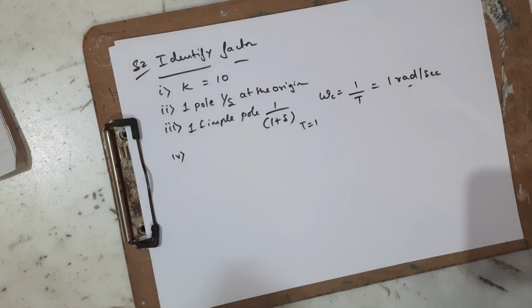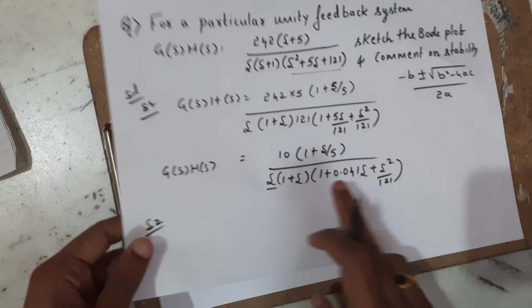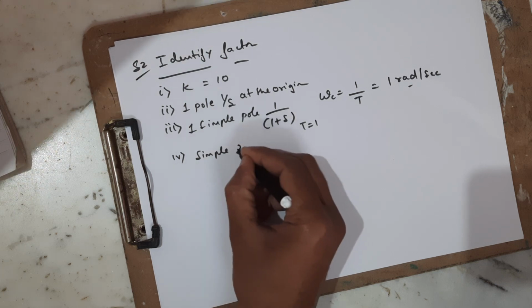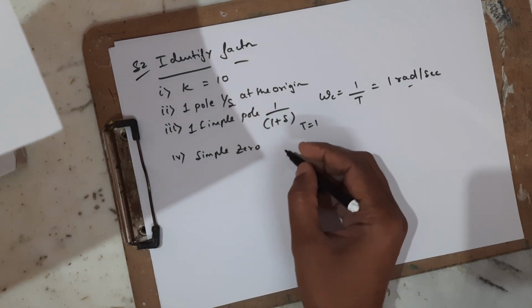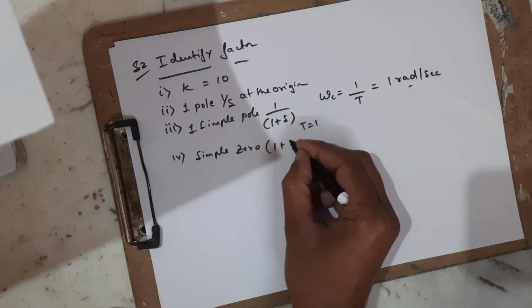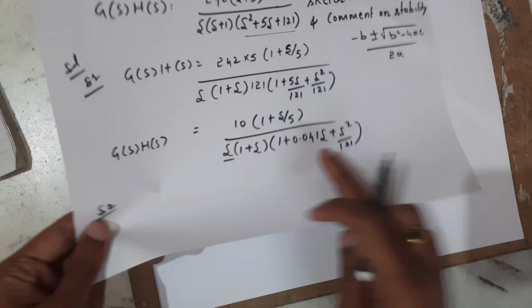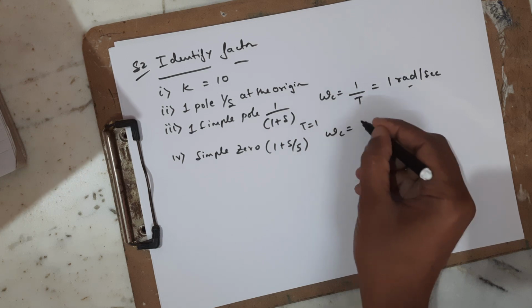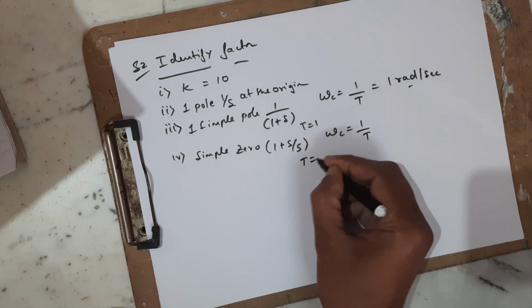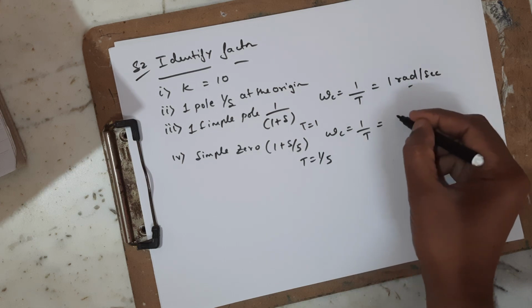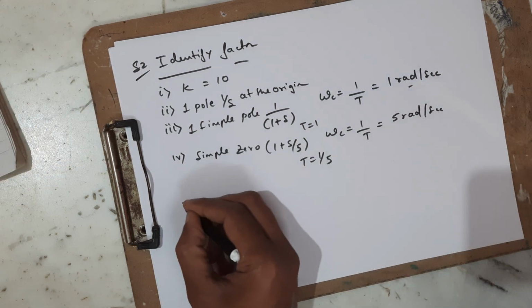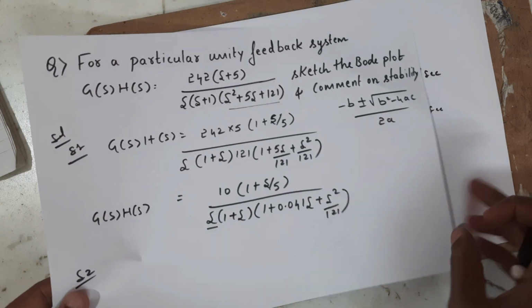Next, fourth factor. What is the fourth factor? So I have a simple zero. What is a simple zero? 1 plus s by 5. See, 1 plus s by 5. So what is the omega c? 1 by T. Here what is T? It is 1 by 5. Therefore it is 5 radians per second. Next, fifth factor. What is the fifth factor I have?